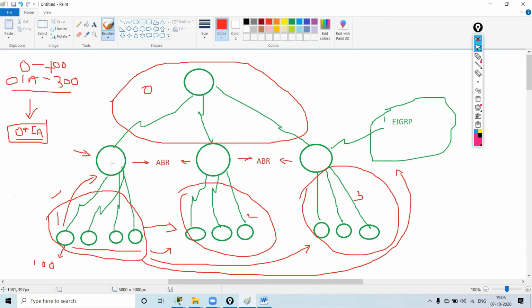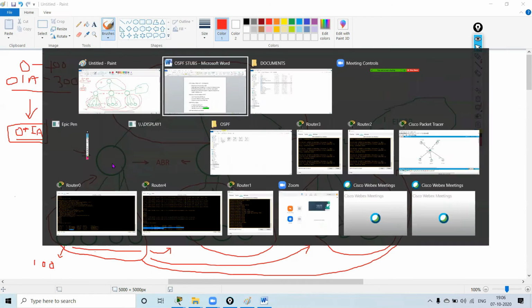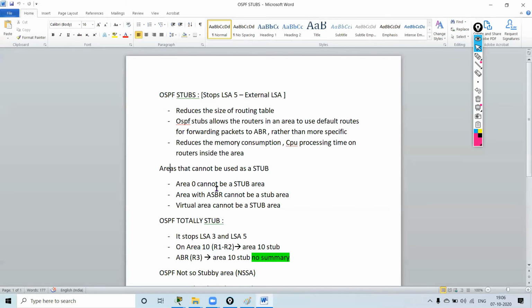Understood? Stubs. What is the use of stubs? Understood or not? I'm sorry, but it's a little bit not clear.